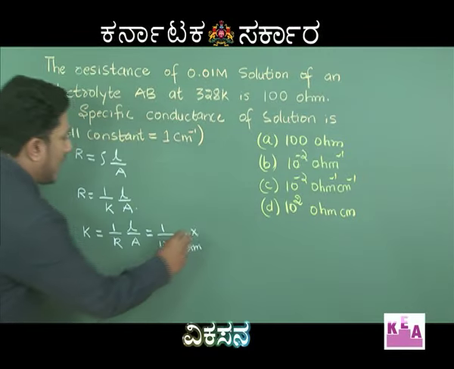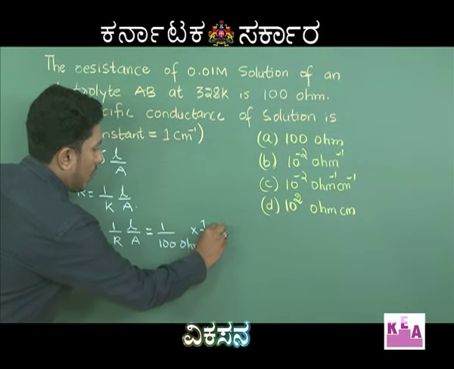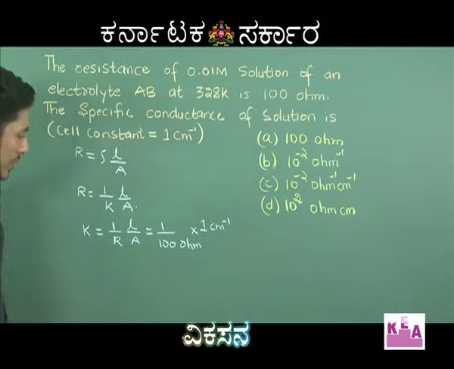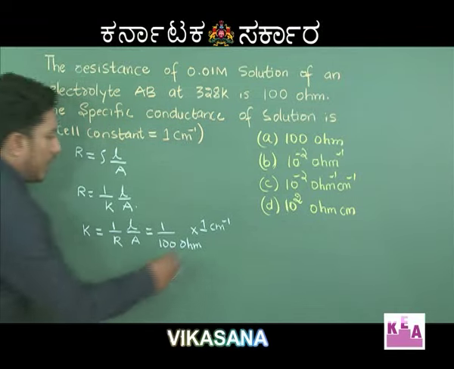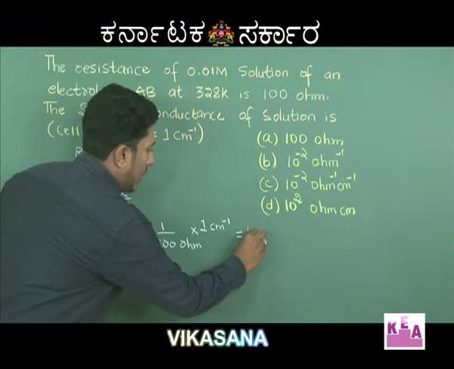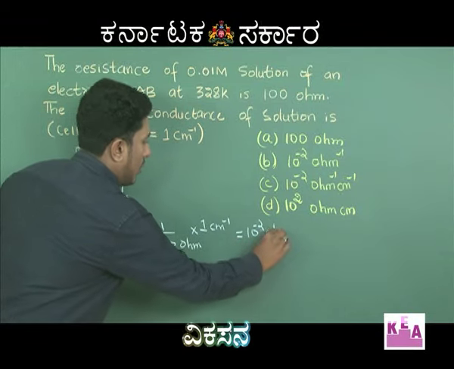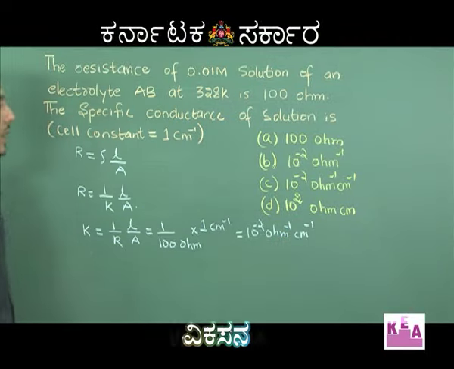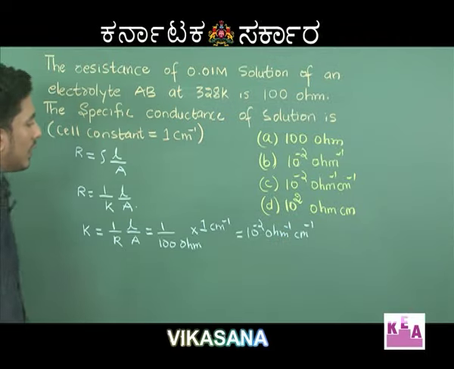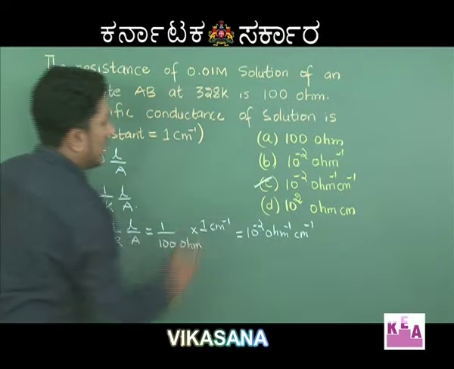The value of L by A is 1 per centimeter. So 10 raised to 2, if I take it to the numerator, this will be equal to 10 to the power minus 2 ohm inverse per centimeter. Hence, option C is the right answer.